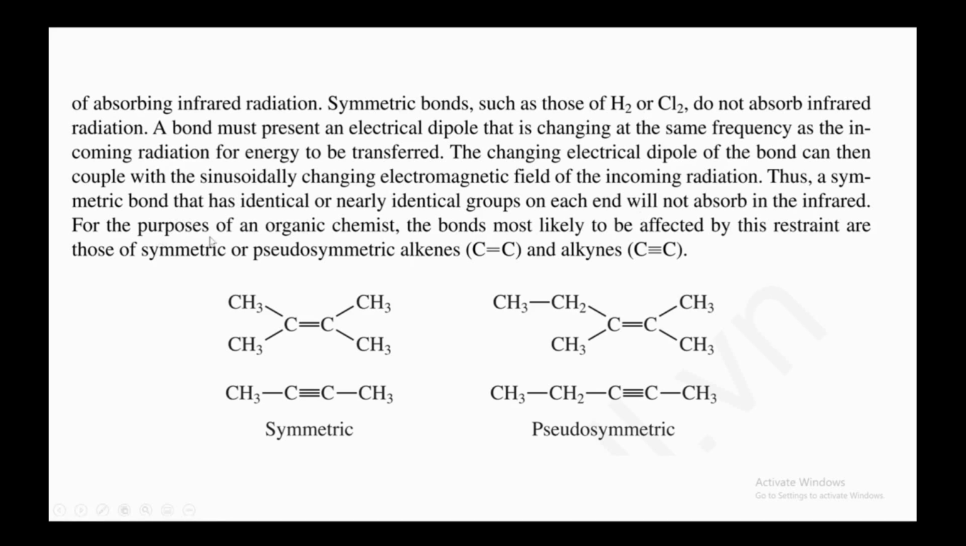For the purposes of an organic chemist, the bonds most likely to be affected by this restraint are those of symmetric or pseudo-symmetric alkenes and alkynes. So alkenes have a carbon double bond carbon, and alkynes have a carbon triple bond carbon. So these are the symmetrical molecules that do not have any dipole moment, hence they are unable to absorb IR radiation, hence they are called IR inactive.